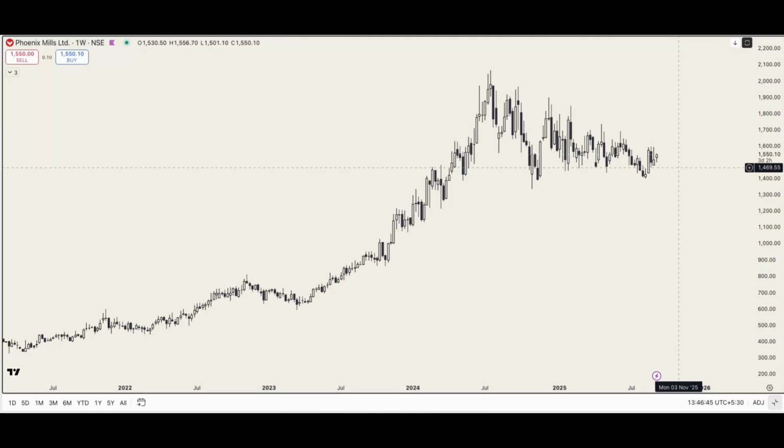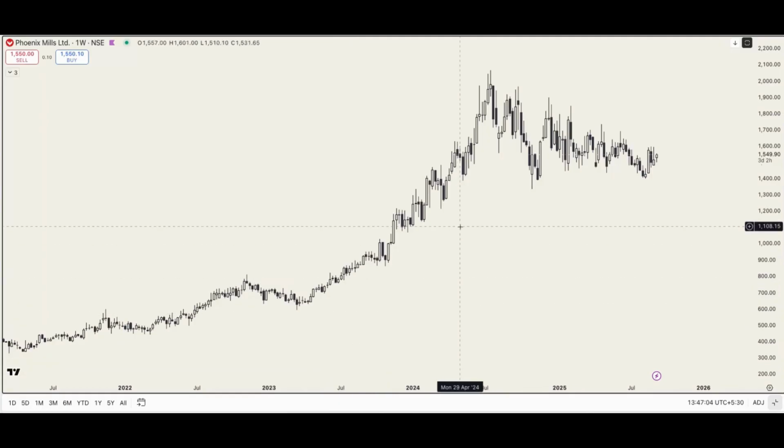Have you ever wondered why after a rally, price just goes flat after a massive rally instead of just collapsing? It can go like this and this, right? No. So I'll show you why it happens.